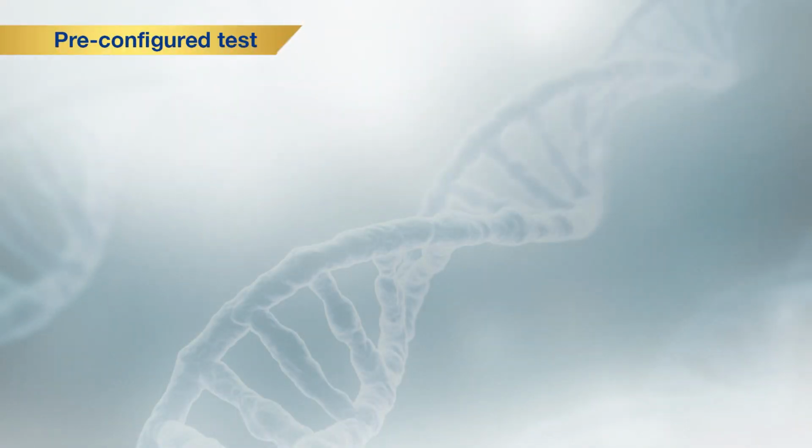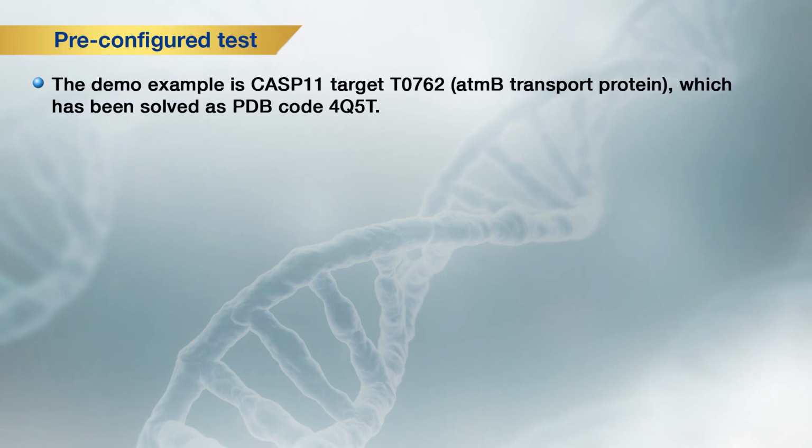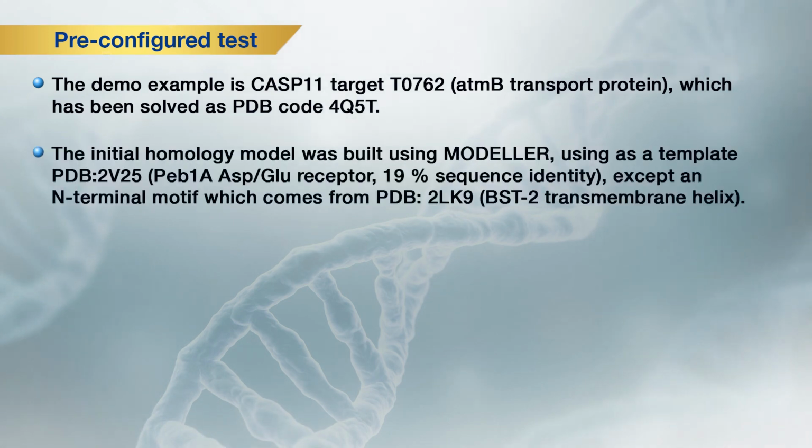Now, what is the pre-configured test for this? There is a demo example, which is CASP11 target T0762, an ATMB transfer protein, which has been solved as PDB code 4Q5T. This demo example can be utilized, and it is also given in the server above for understanding. The initial homology model was built using modeler, and in our previous courses we have already seen how to do single template modeling and multi-template modeling also. So here you can develop this model through that.